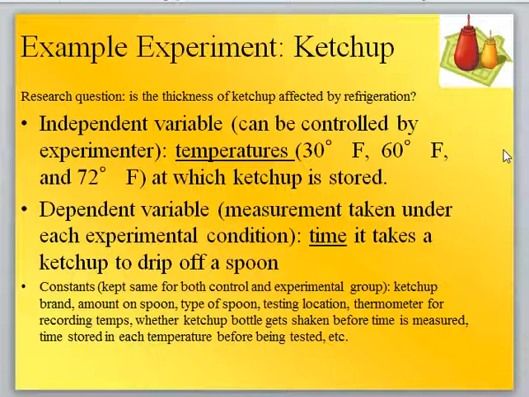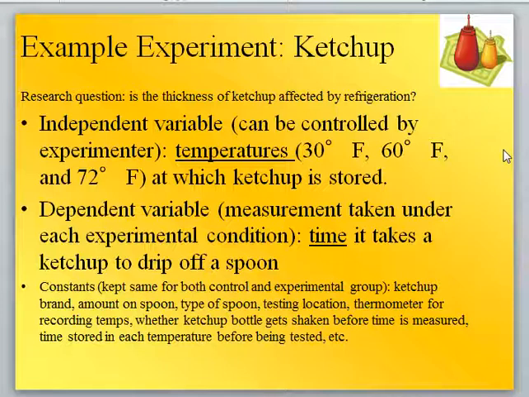In our ketchup experiment, we could say that our independent variable is the temperature at which the ketchup is stored. And in this case, this experiment uses 3 different temperatures. The dependent variable, we had to figure out a way to measure the thickness of the ketchup and to get an actual measurement for that.